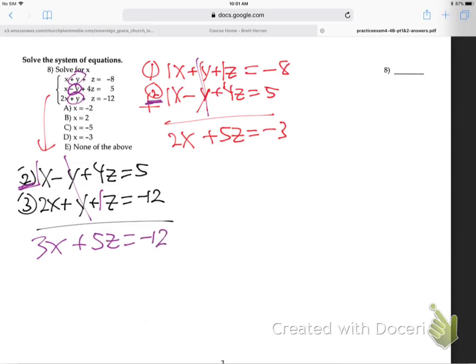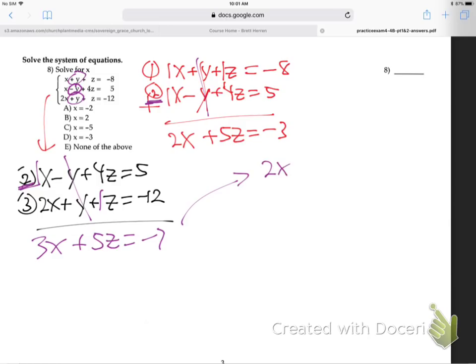Good so far? Now I've got two equations with two letters. Let's put those together. Did I just mess up? Yeah, why did I do that? Minus 7, huh? Thank you. I noticed several of you giving a funny look. Whenever that happens, I know I'm wrong. All right, thank you. So now let's put those together and finish this thing up.